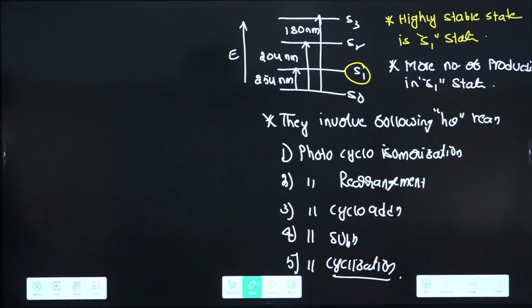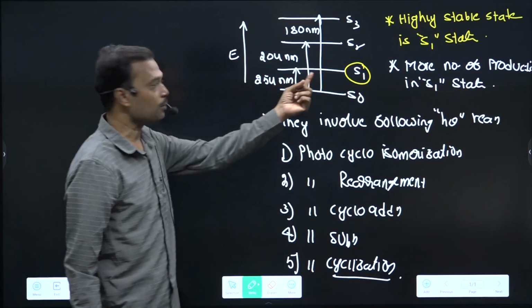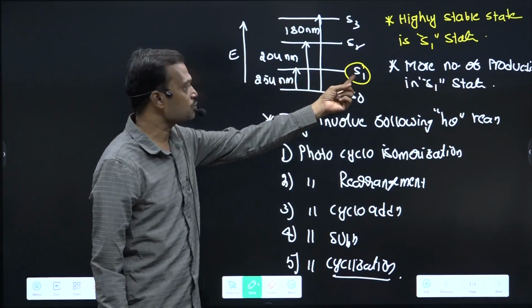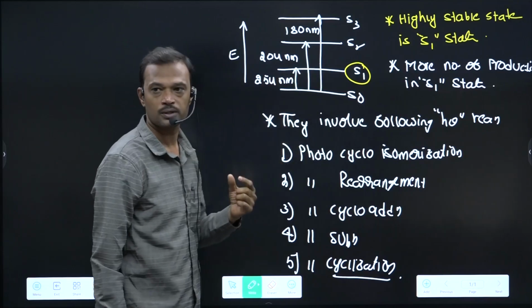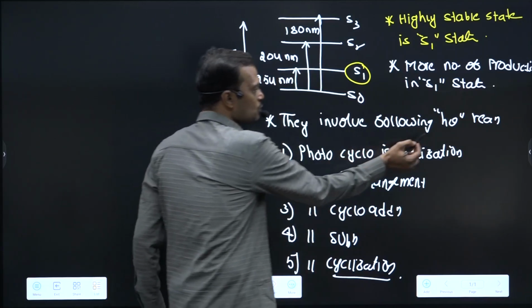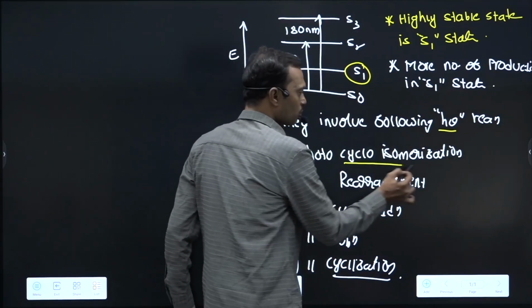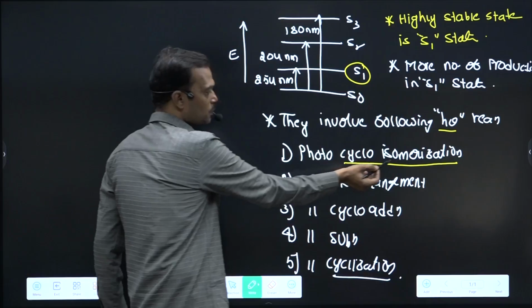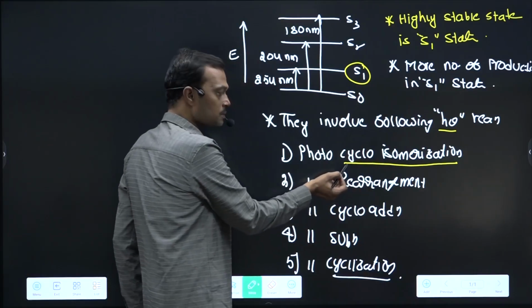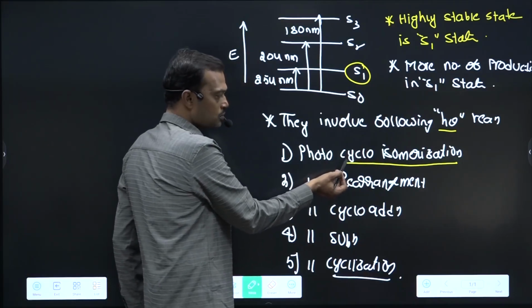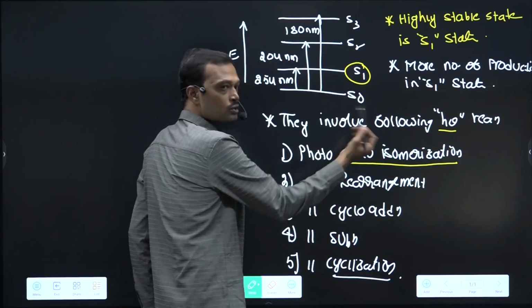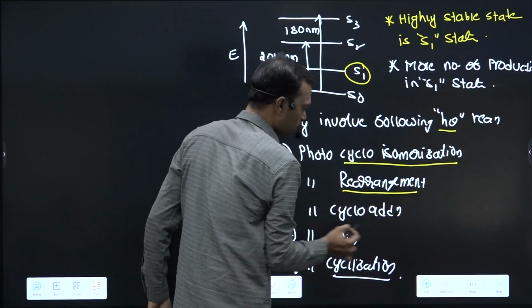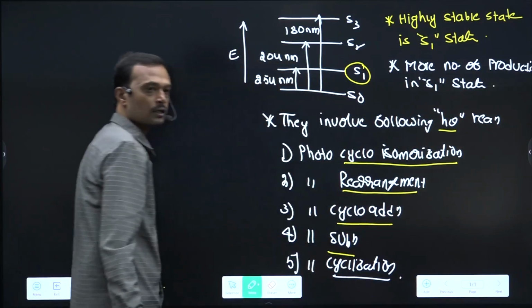So which is the common state? S1. Many products of benzene belong to the S1 state only, because the S1 state is the most stable state for benzene. And various photochemical reactions are known, such as photoisomerization, otherwise you can say photocycloisomerization, because this isomerization is responsible for giving a ring. That's why sometimes you will see in textbooks photoisomerization, otherwise photocycloisomerization, both are the same. Then photorearrangement, photocycloaddition, substitution and cyclization.